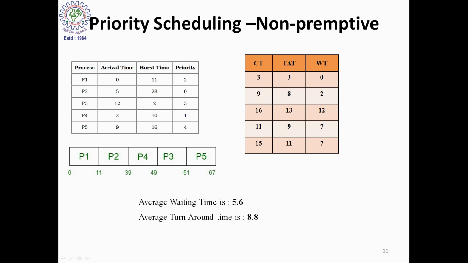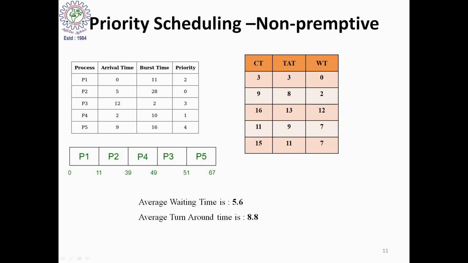P1 is already present, so it executes for only 11 milliseconds. P2 would have arrived at time 5, and P3 only by 12, so definitely P3 would not have arrived. P4 would have arrived at time 2, and P5 at time 9.